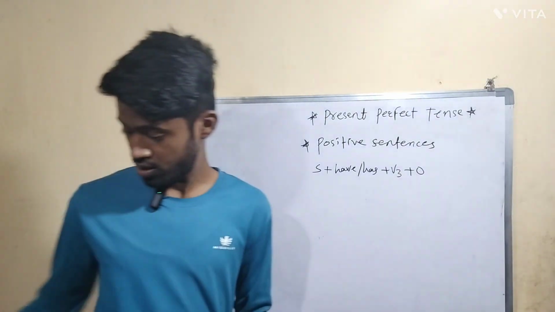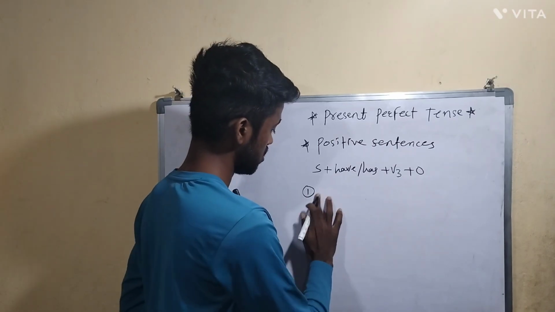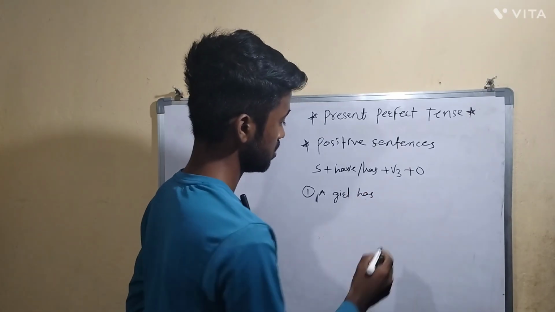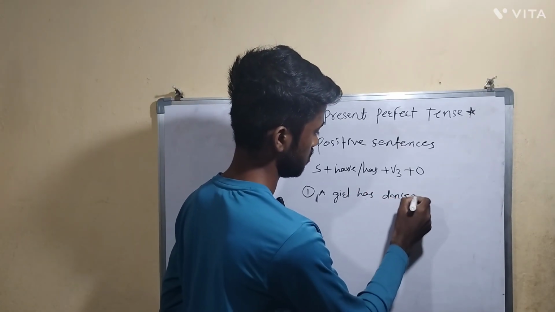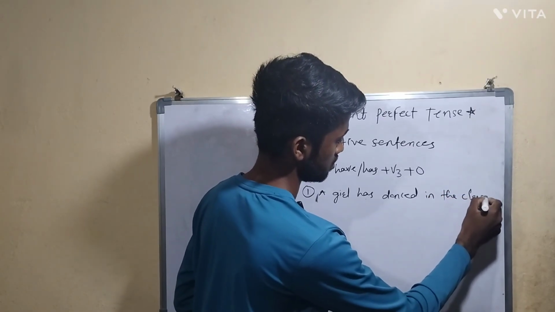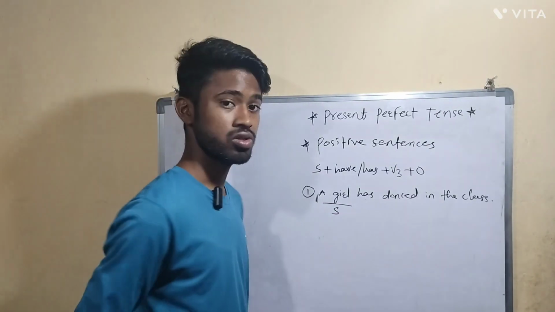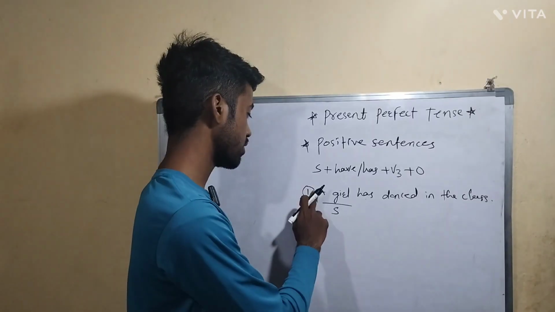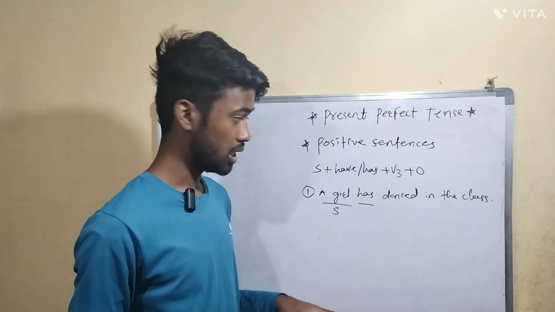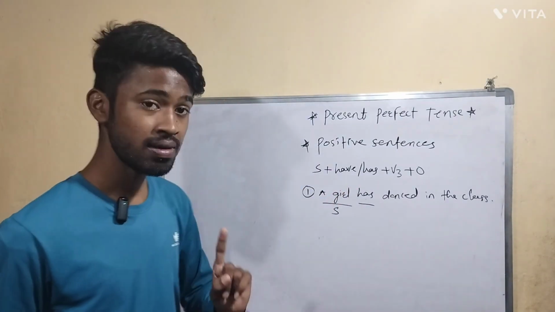So first sentence: a girl has danced in the class. A girl has danced in the class. So see, what is the subject here? A girl. This is the subject. So the subject is singular, right? A girl means there is only one girl. So that is the reason I have taken has as the helping verb. I told you has for singular, have for plural. Here the subject is singular. That is the reason I have taken has as a helping verb.